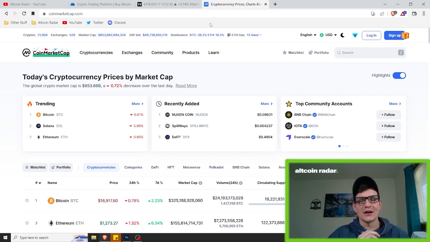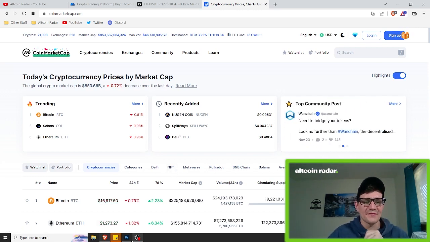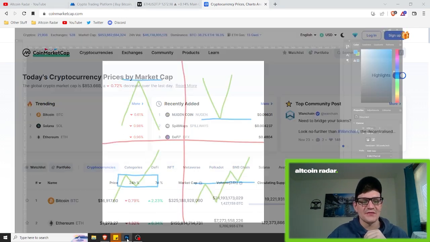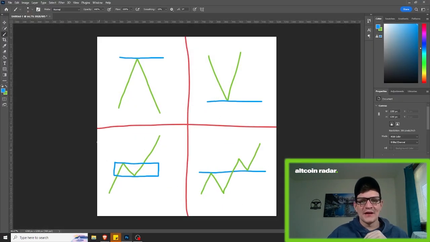So we're going to talk about the four most common identifiers of finding these support and resistance levels. Don't mind my third grade art abilities here. I'm in Photoshop right here, and these are the four most common identifiers for finding support and resistance.